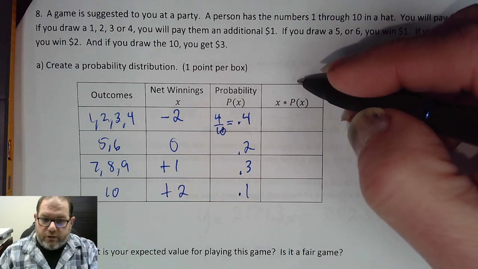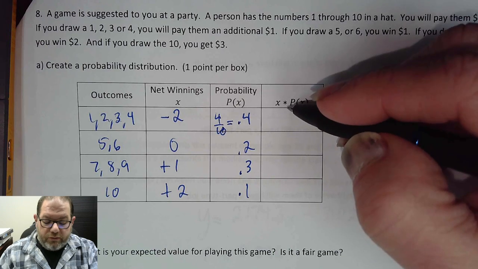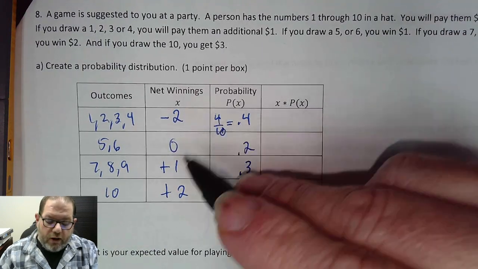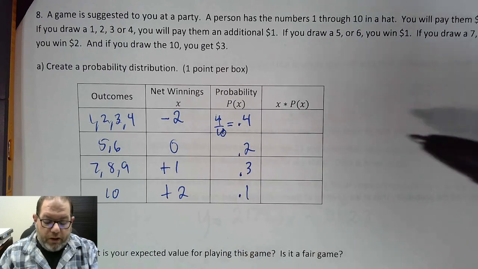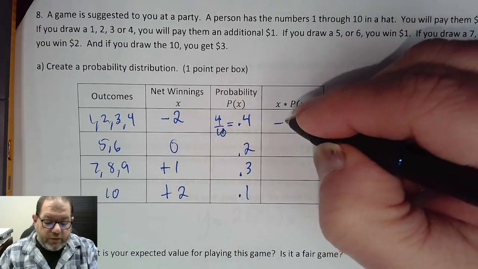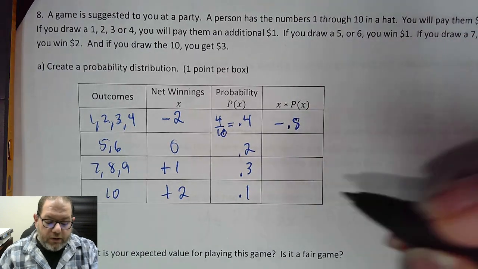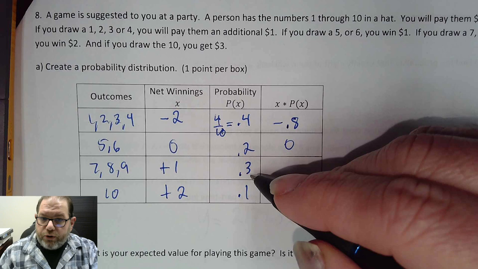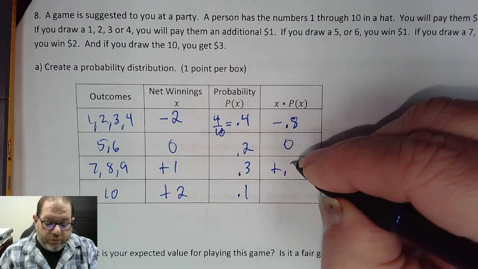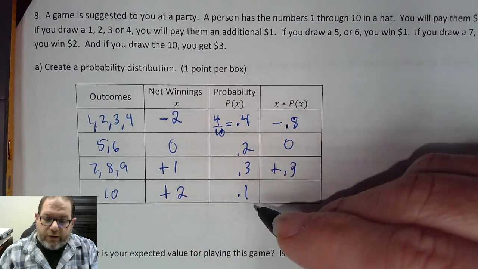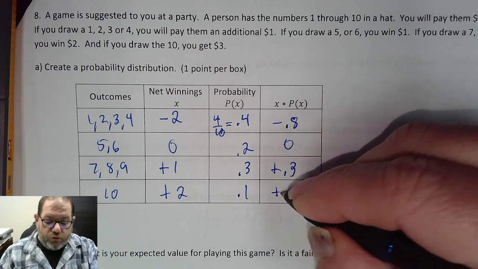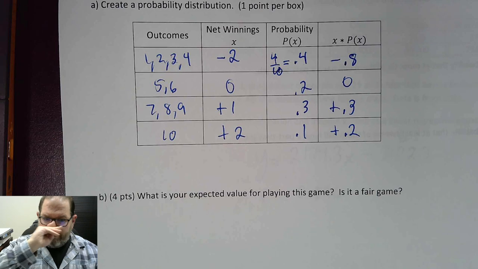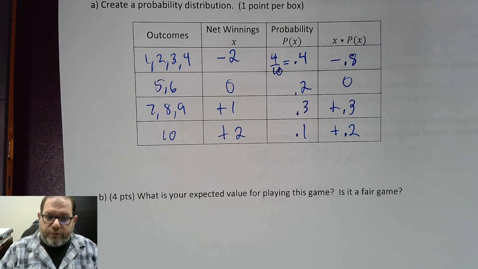And now in our last column, we want to find x times p of x. So we're just going to multiply these two numbers for each row. Okay. So negative 2 times 0.4 is negative 0.8. 0 times 0.2 is 0. 1 times 0.3 is positive 0.3. And 2 times 0.1 is positive 0.2. Okay. So that completes our table.